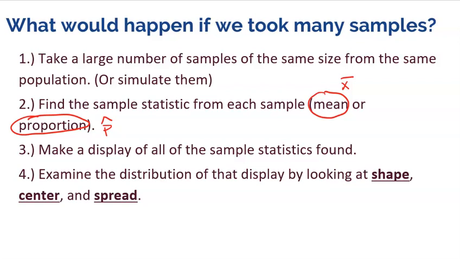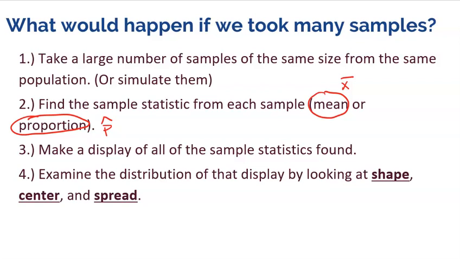Then we can actually make a display of all of the sample statistics found. So imagine we take a sample, we get an x bar, we get another x bar, we get another x bar. At the end of the day, we're going to have thousands of x bars in front of us, and what we need to do is make a display of all those x bars. That way we can learn from it. And remember, this is all the way back from Unit 1. When you look at a display, you have to talk about the shape of the display, the center of the display, and the spread.